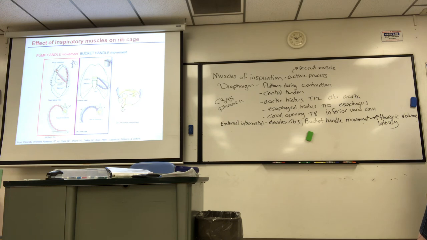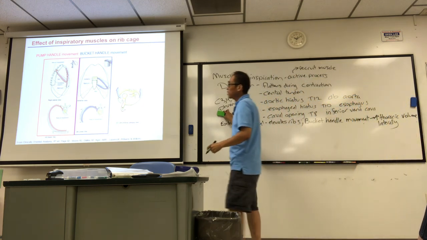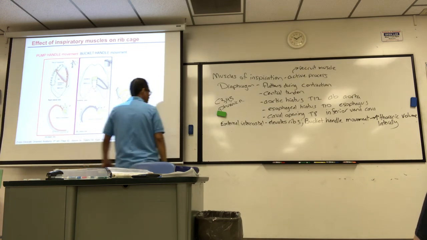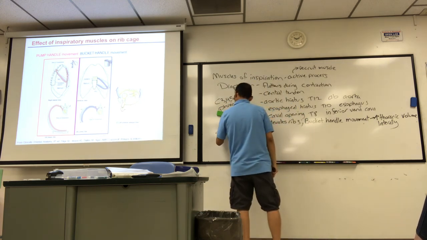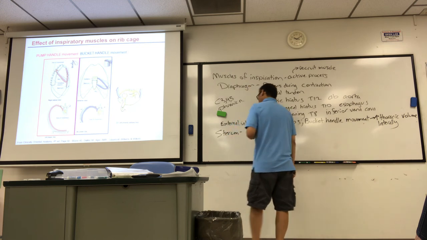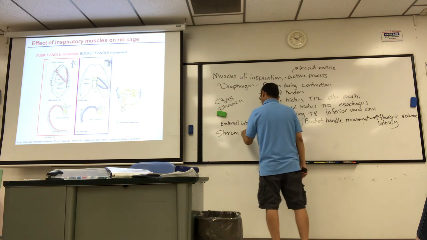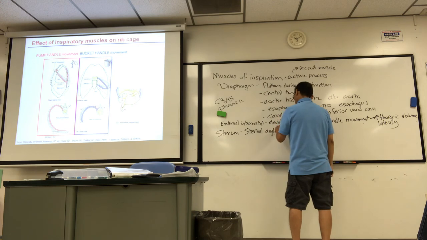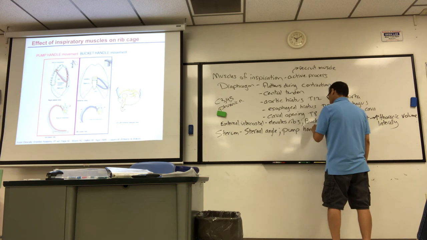When you increase your thoracic volume, you're going to draw air into the lungs for inspiration. But the other thing they show here has to do with the sternum, not necessarily the ribs. The sternum has an angle right there. It's called the sternal angle. Sternum. At the sternal angle, you have pump handle movement.